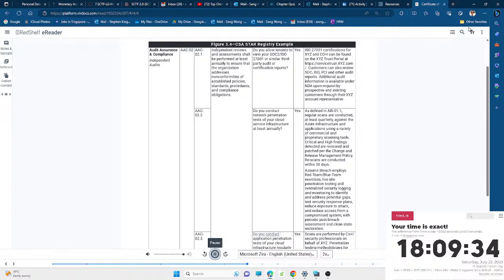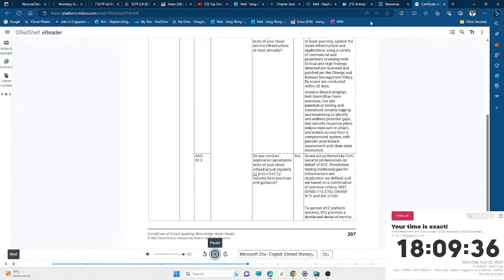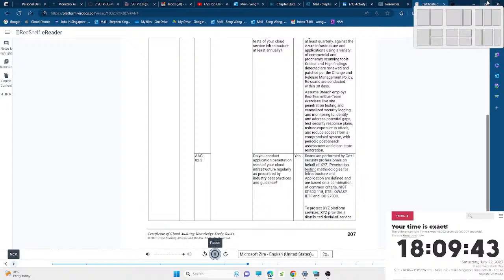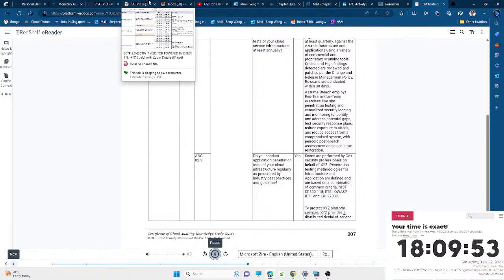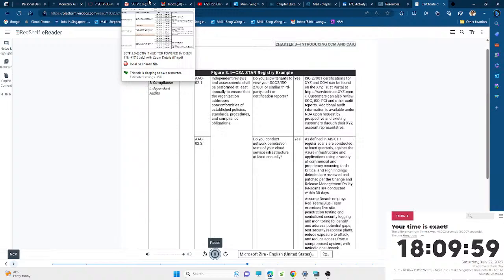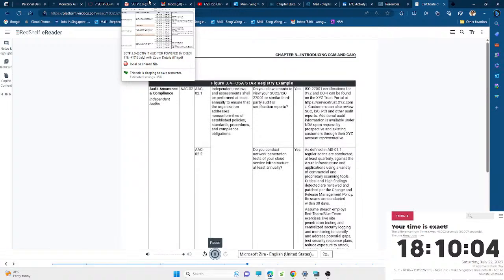AAC02.3: Do you conduct application penetration tests of your cloud infrastructure regularly as prescribed by industry best practices and guidance? Yes, scans are performed by Co plus I security professionals on behalf of XYZ. Penetration testing methodologies for infrastructure and application are defined and are based on a combination of common criteria, NIST SP 800-115, ETSI, OWASP, IETF and ISO 27000. To protect XYZ platform services, XYZ provides a distributed denial of service. 207 Certificate of Cloud Auditing Knowledge Study Guide. Copyright 2021 Cloud Security Alliance and ISACA. All rights reserved. Chapter 3 Introducing CCM and CAIQ. Image with the following description, image for page with label 207.